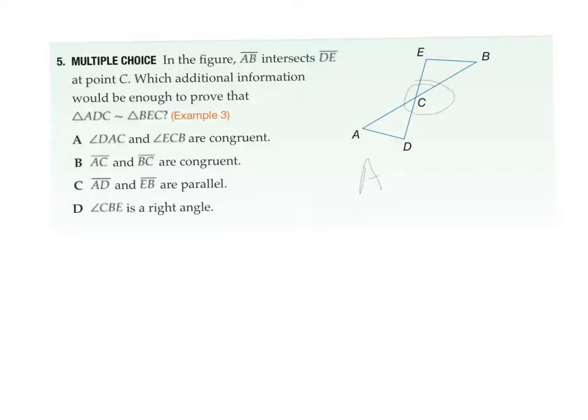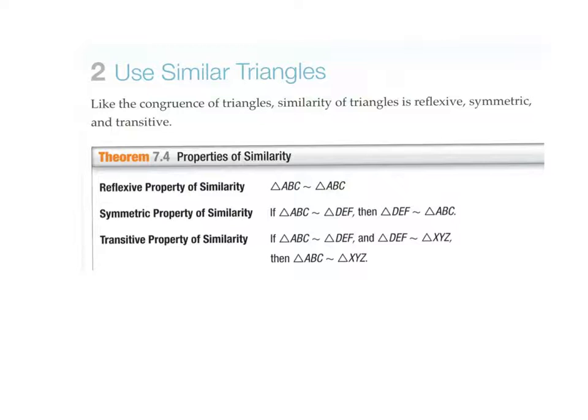Well, by far the easiest one is you need parallel lines, because if you've got EB and AD being parallel, then straight away you've got alternate interior angles. So that's the one that you need. That will then give you another angle, and then you can prove the similarity. And properties of similarity, well, it's exactly the same as you have done for triangles and congruence, etc.